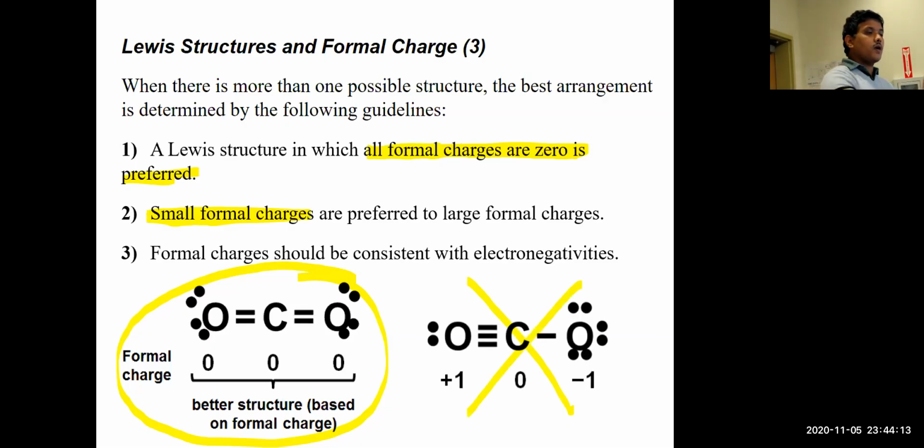because you have a possibility that you could get a structure with no formal charges at all. Then why would you want to draw a structure with a plus, a 0 and a -1 to reach the overall charge 0? You shouldn't draw a structure like this when there is a possibility that you could draw a structure with everyone having no charges at all. Okay.